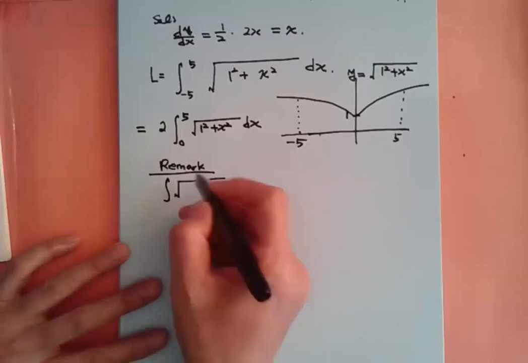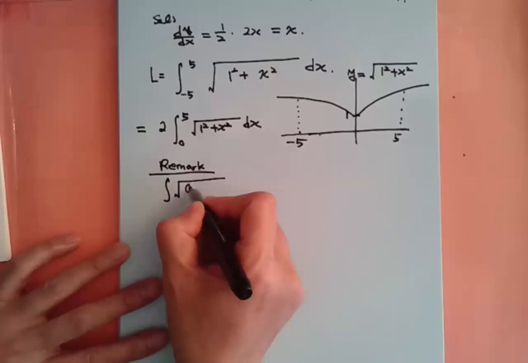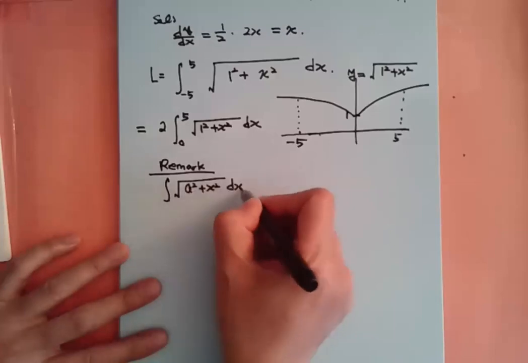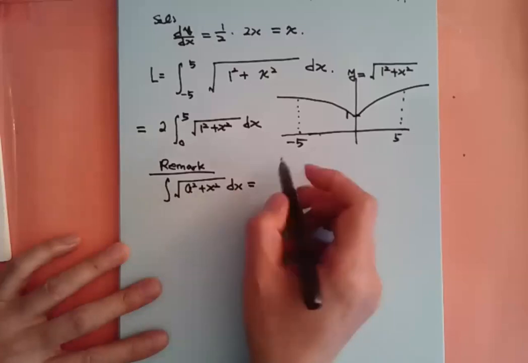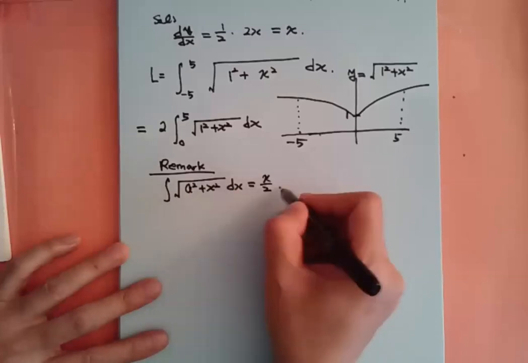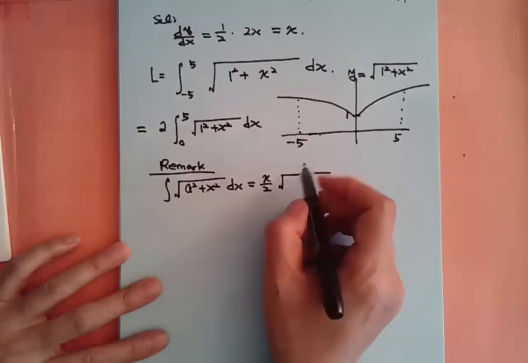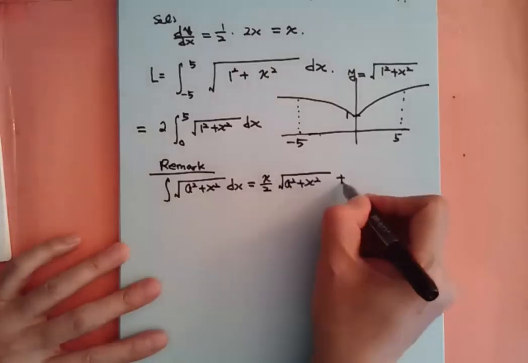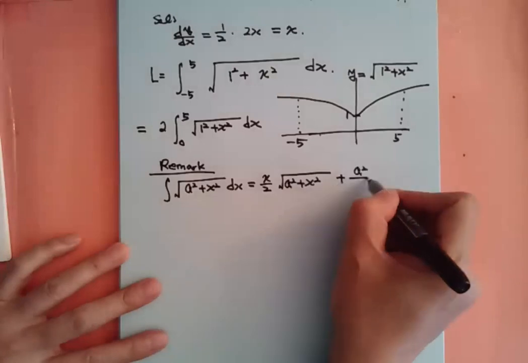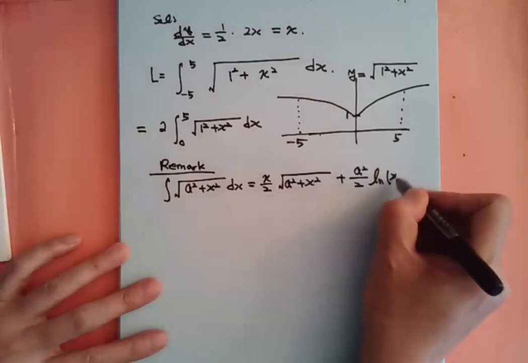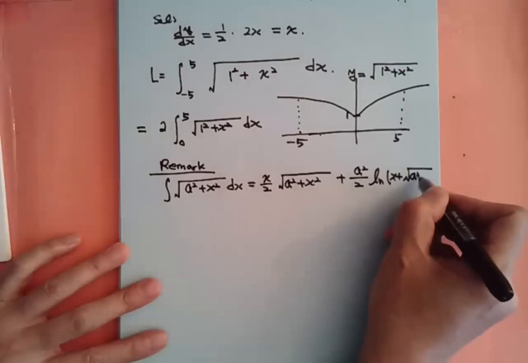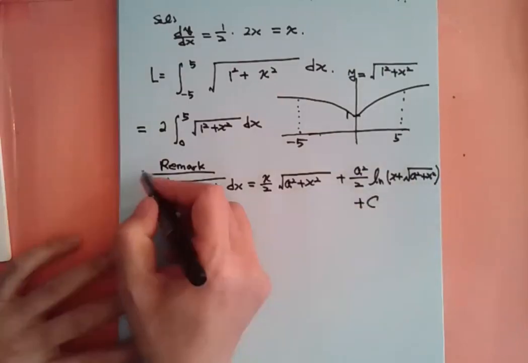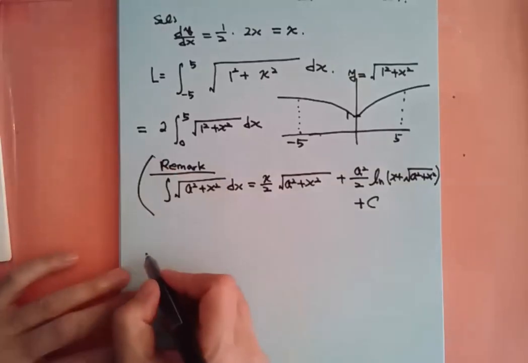So the integral of square root of a squared plus x squared dx equals x over 2 times square root of a squared plus x squared, plus a squared over 2 natural log of x plus square root of a squared plus x squared, plus c. I'm talking about the formula we will use. So this is a formula we will apply.